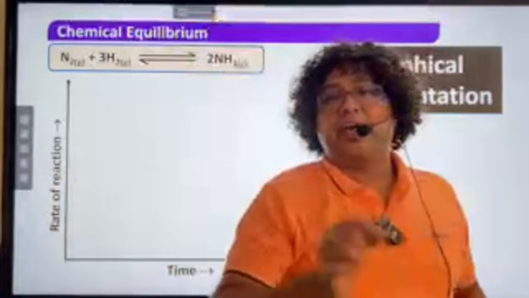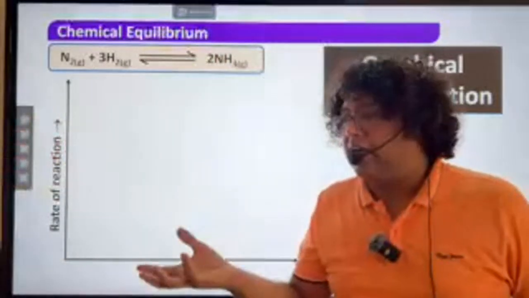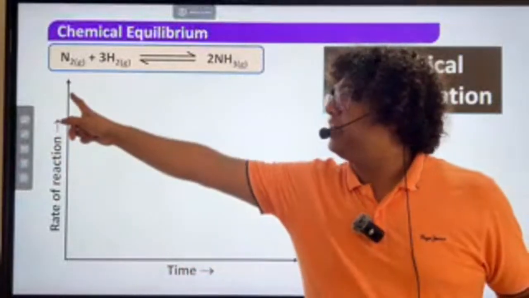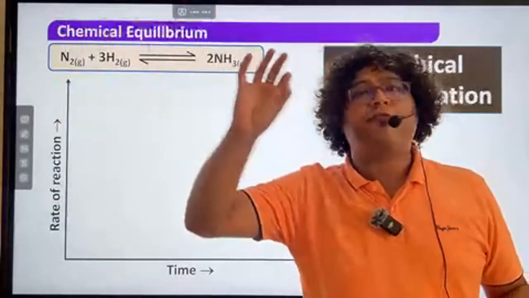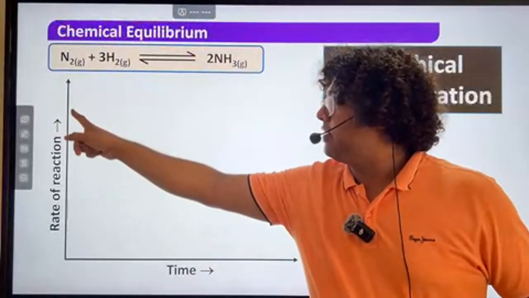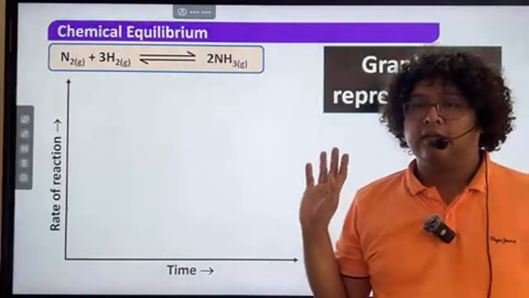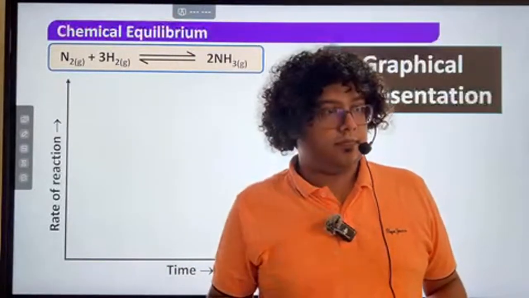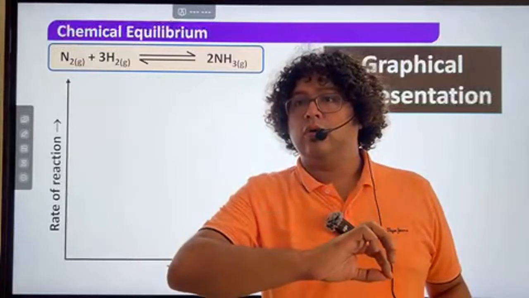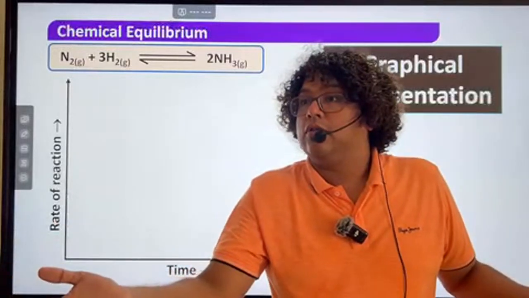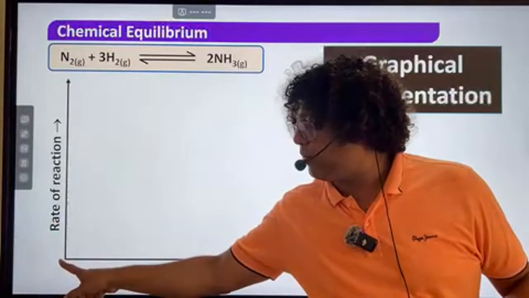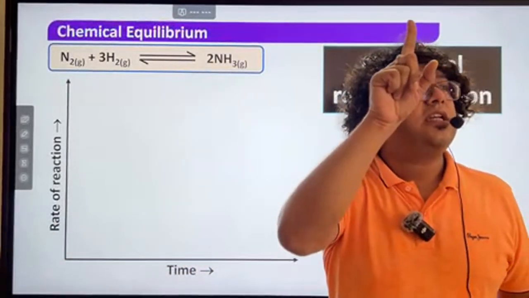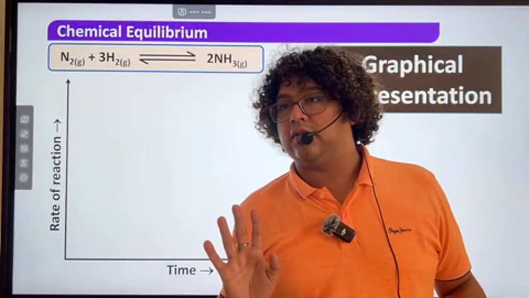Rate of forward reaction decreases because the amount of reactant decreases. So if I have a rate of reaction for forward, it might start somewhere here from some finite high value and it will slowly decrease. And what about the rate of backward reaction? It will start from zero because initially there is no product, so there is no backward reaction. So it will start from this point. It will increase.